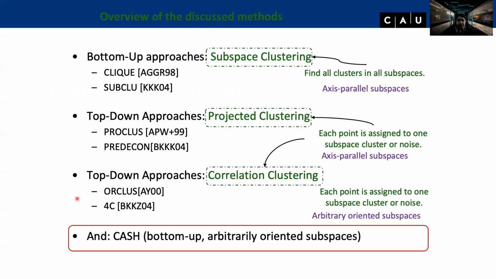So CASH is going to come up. CASH is a bottom-up arbitrarily oriented subspace clustering algorithm. However, this is just a teaser, and stay tuned for the next video about the CASH algorithm.